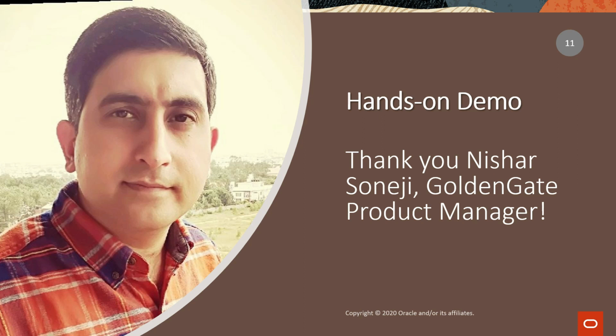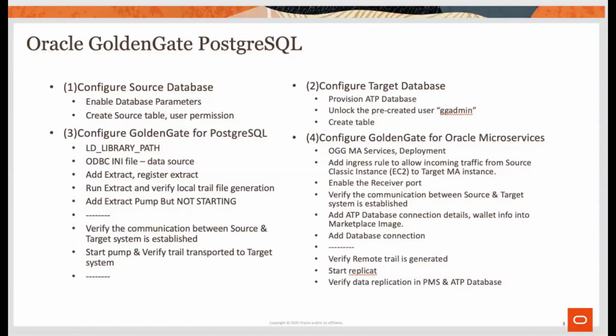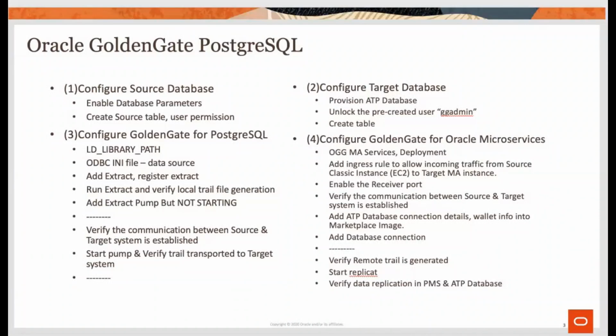This is Nishar here, the GoldenGate product manager. Today I'm going to show you the demo for the Oracle GoldenGate PostgreSQL, which will replicate the data from Amazon RDS PostgreSQL to Oracle ATP services, and I'm going to use the Oracle ATP services today. Before we jump into detail of the demo, the steps and all, I just wanted to show you the overall components that are involved in this demo, right?